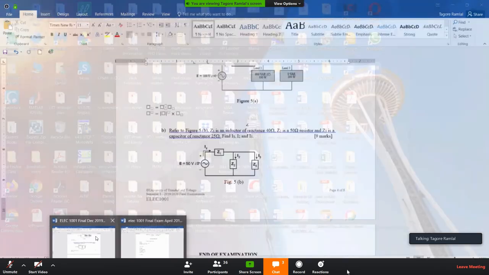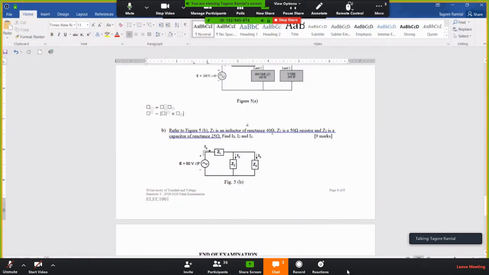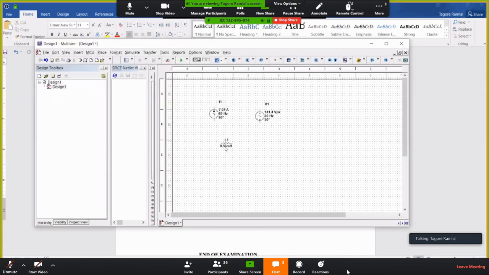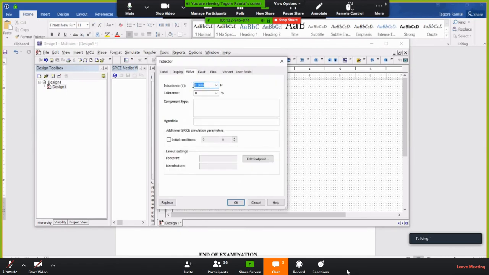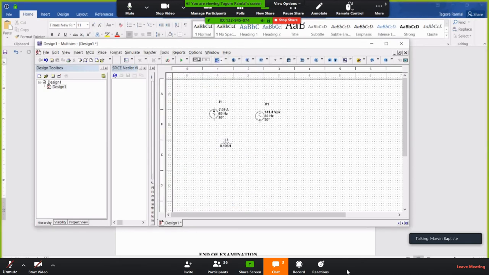So based on this, inductive reactance is 40. So L is equal to 40 divided by 377. So 40 divided by 377 is how much? 0.106, right? So this will be 0.106 henries. The question was, where do you get the 377 from? It's 2 times 3.14 times 60 hertz, which is equal to 377. Oh, okay, cool, no problem.